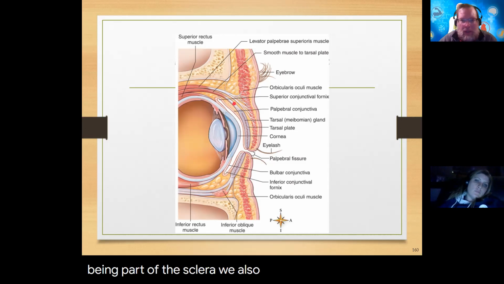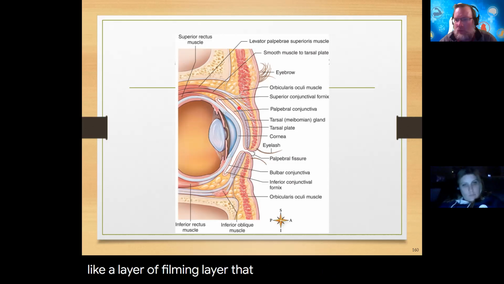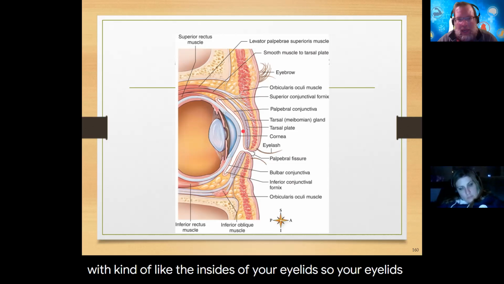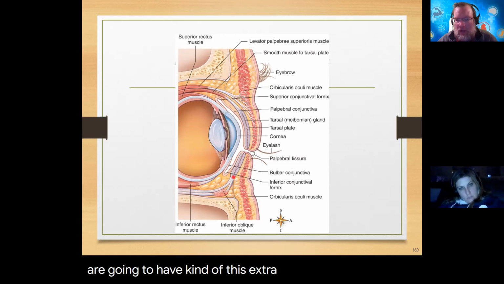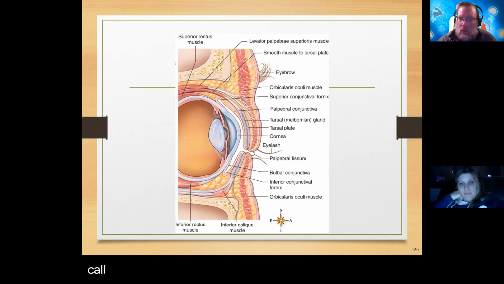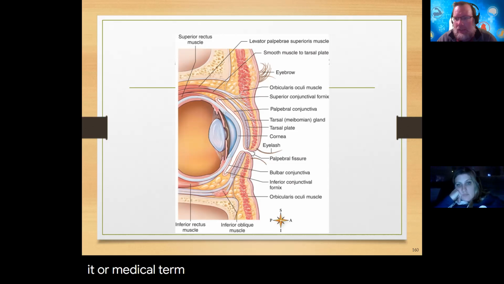We also have what's called the conjunctiva, which is a filmy layer that's connected with your eye, with the insides of your eyelids. So your eyelids have this extra layer called the conjunctiva, and that conjunctiva can get irritated or inflamed and lead to what they call pink eye. Conjunctivitis is the medical term for it. Pink eye, right? That's what we know it as.